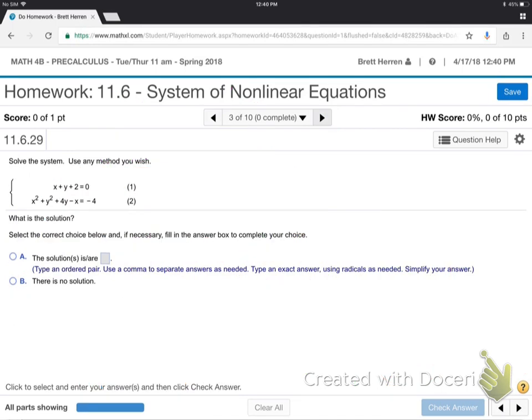So now, same kind of thing. See how the first equation's easier? This is the easier one: x plus y plus 2 equals 0. So what am I going to do with that easier equation? Don't I got to get one of the letters alone and plug into the other equation? Same kind of thing, right?